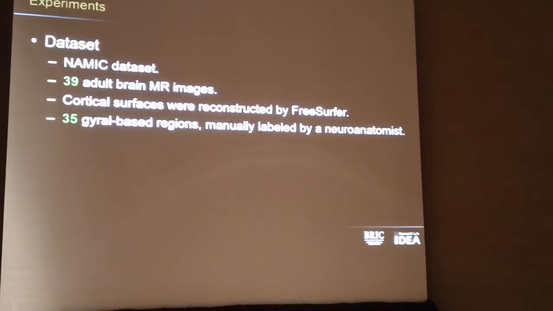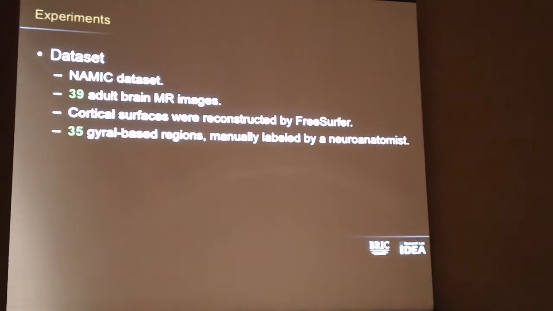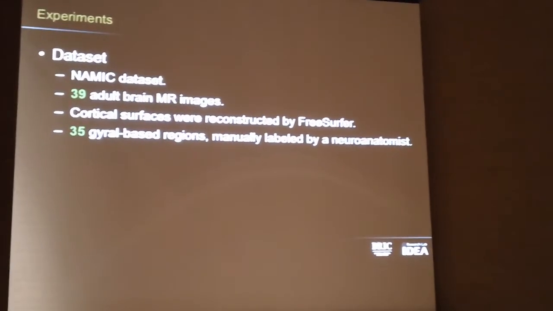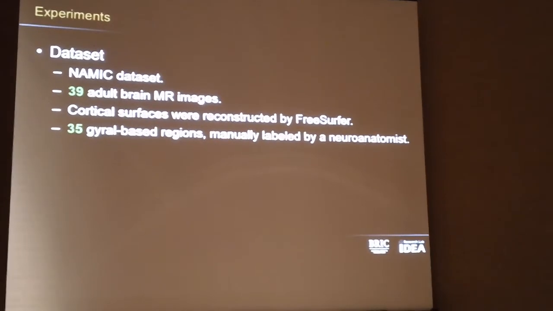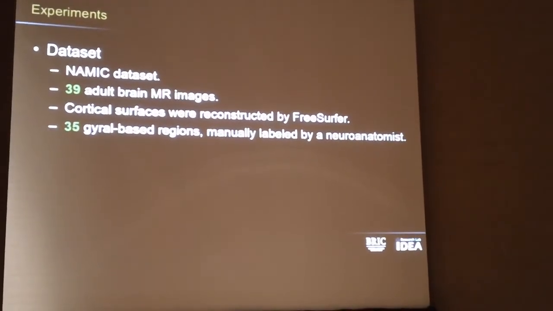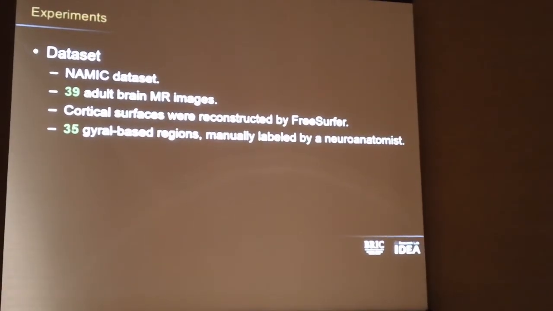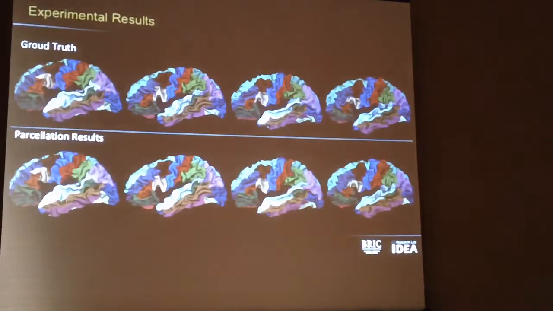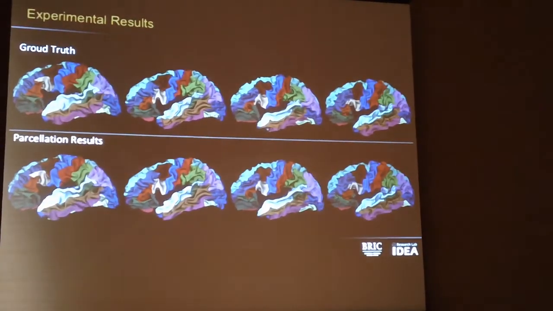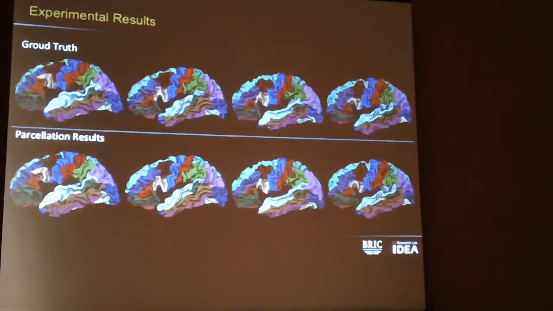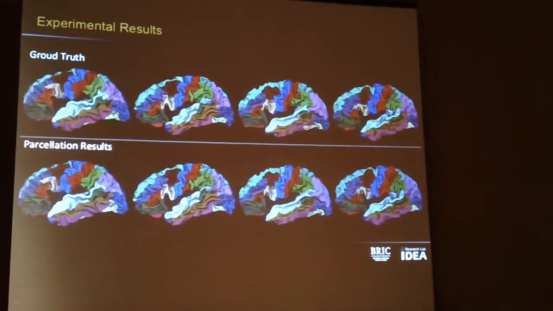We test our method on the dynamic dataset. In this dataset, there are 39 adult brain MR images, and the cortical surface were reconstructed by FreeSurfer. On each cortical surface, we have 35 gyro-based regions. Okay, here are some results. The first row shows the ground truth. The second row shows the results of our proposed method.